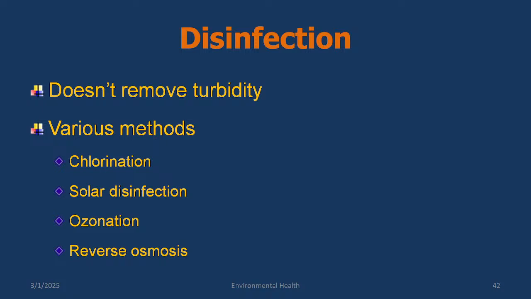Disinfection works especially against biological hazards, mostly biological hazards. So the methods are chlorination, solar disinfection, ozonination, reverse osmosis, and we are talking of water treatment at a larger level. So this reverse osmosis is not the RO at home. This is reverse osmosis at an industrial level, larger level.